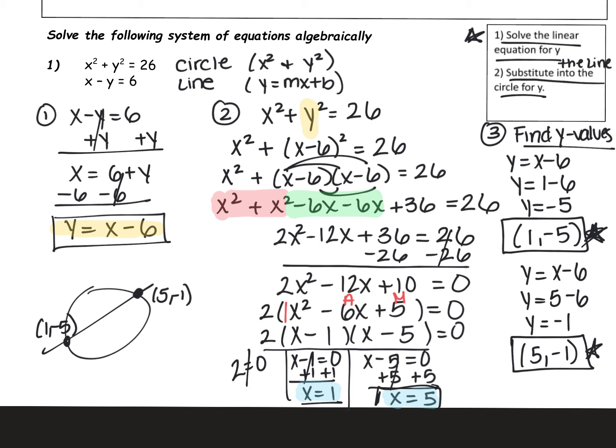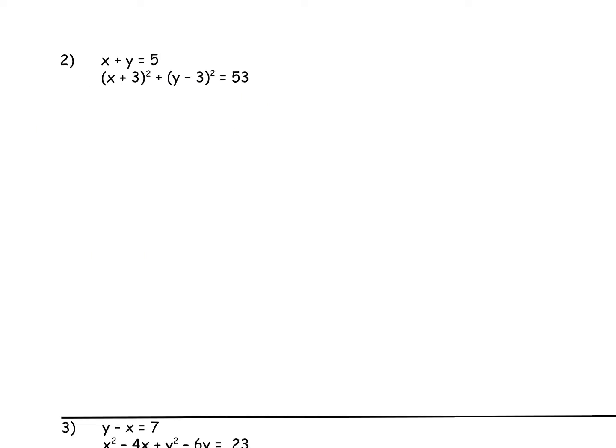All right, so let's see if we can start another example. Okay, so this one's in a little different form, but the concept is still the same. We're going to plug the line into the circle. The line has nothing squared, so this is my line, and this must be my circle because I have an x squared and a y squared.